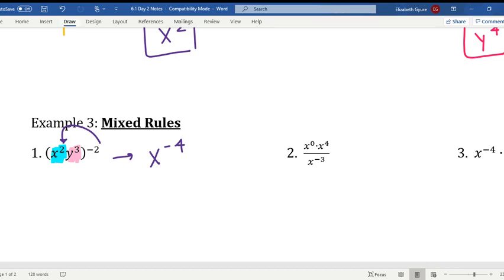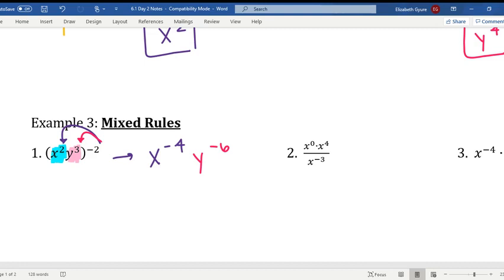Now let's take a look at the y's. I have y to the 3rd. I'm raising it to the -2nd. What's that going to become? Yeah, y to the -6. Okay. But am I completely done? No, because am I allowed to have negative exponents? Not allowed. Okay. So I'm not allowed to have negative exponents.